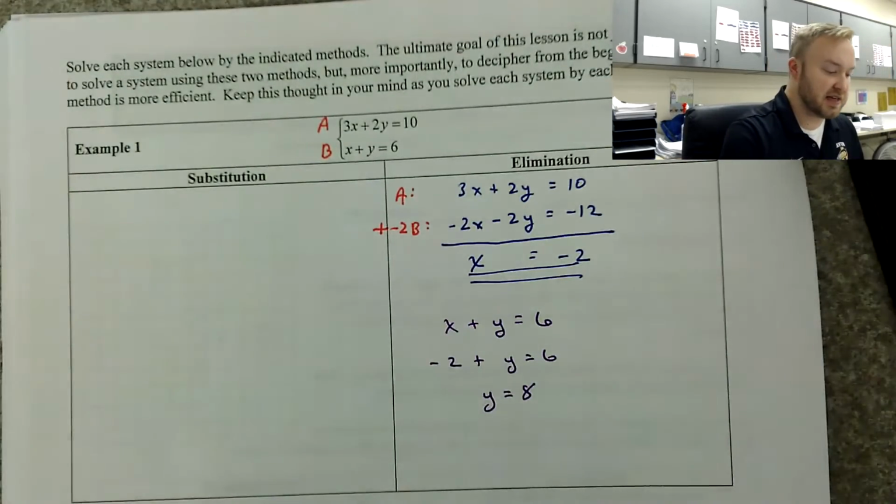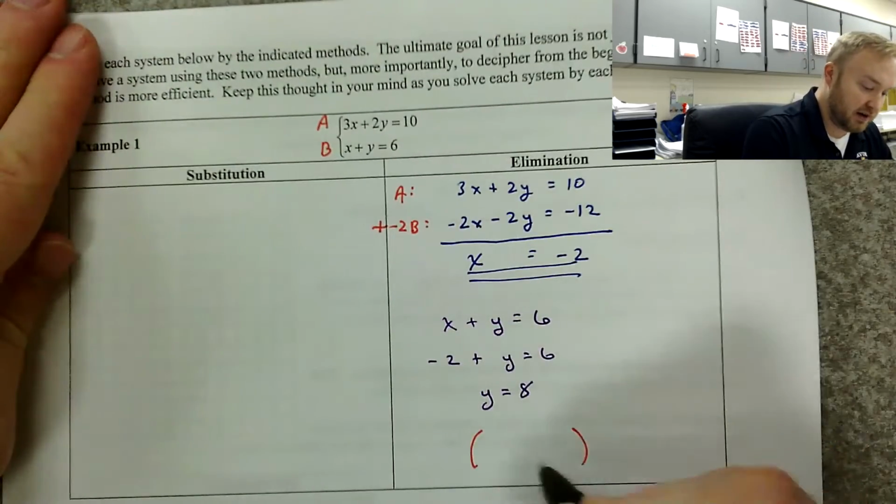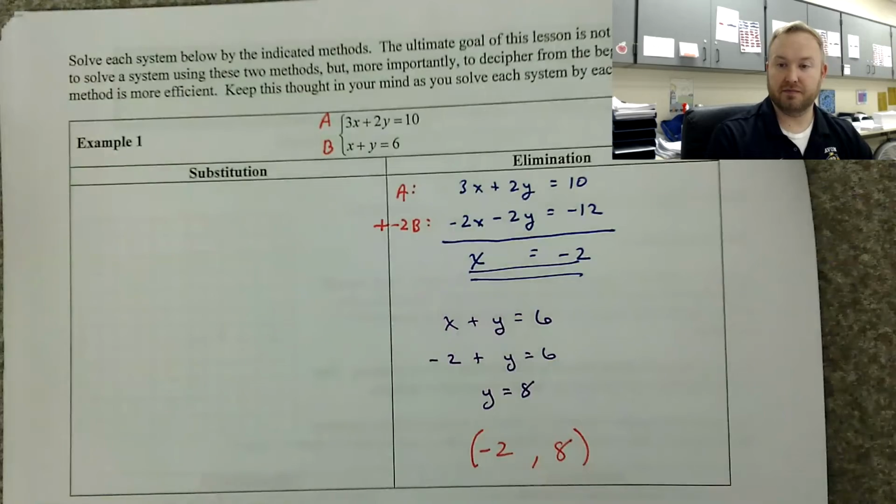So I've got x is -2 and y is 8. My solution here will be an ordered pair, (-2, 8). Okay?